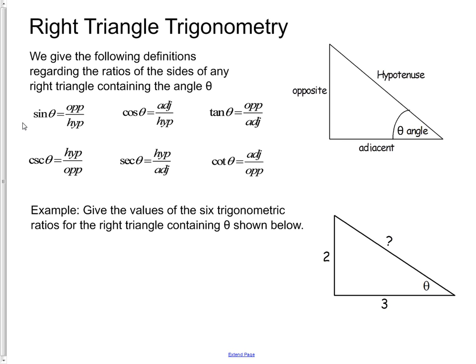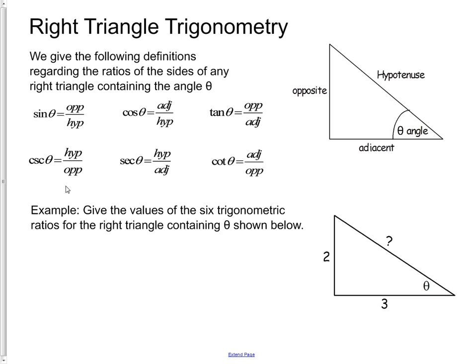Most people remember sine of the angle theta being the ratio of the opposite side to the hypotenuse of the right triangle. By the way, opposite means opposite the angle, adjacent means next to the angle, and hypotenuse, of course, is the longest side of any right triangle. So cosine is adjacent over hypotenuse. Tangent of the angle is opposite over adjacent.